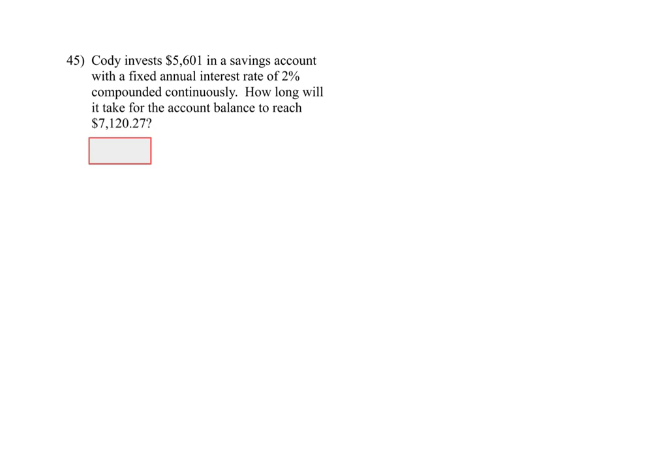All right, and then we get into word problems. I pulled one from this because this is similar to one you're going to have on your test, where you're going to have to use a log. And then I pulled one from your separate handout so that you can just see both types of equations. All right. So for this guy, Cody invests $5,601 in a savings account with a fixed annual interest rate of 2%, compounded continuously. How long will it take for the account balance to reach $7,120.27?